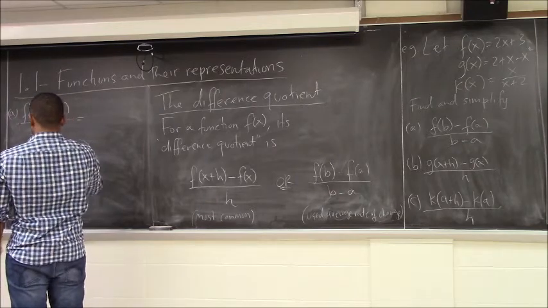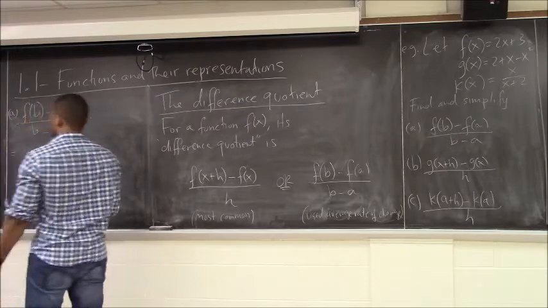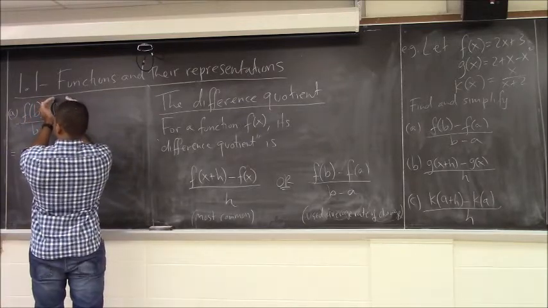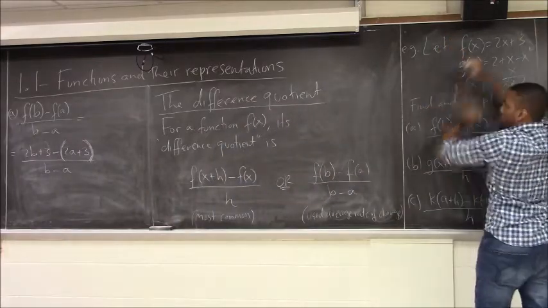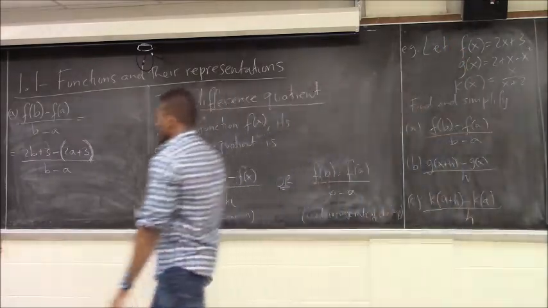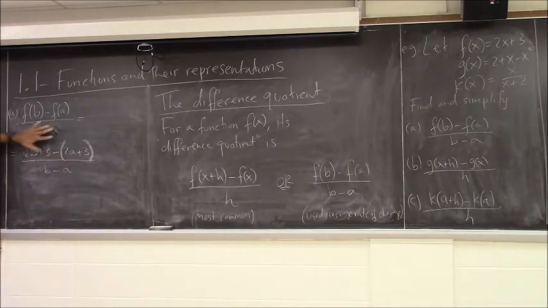Minus, and once I put a minus sign, I open parentheses. And then I want to write f of a. What is f of a? Well, I go to f, and everywhere I see an x, I replace it with a. Then I divide it by b minus a. And so we have this expression. Now, find and simplify.